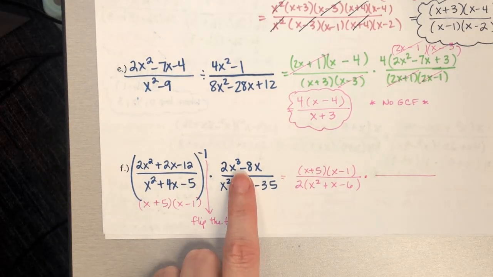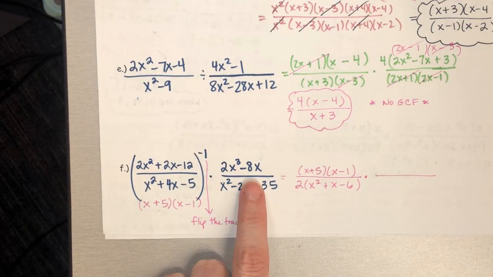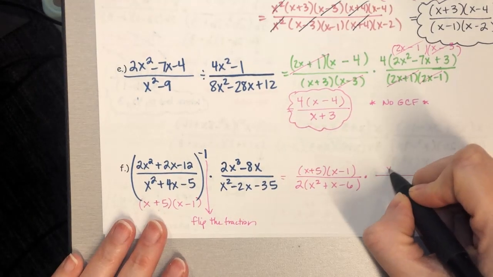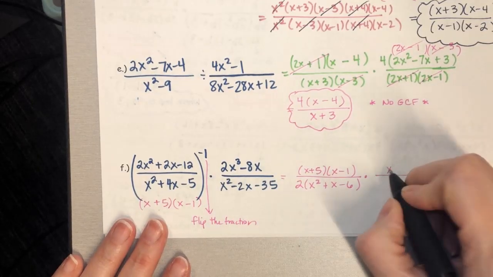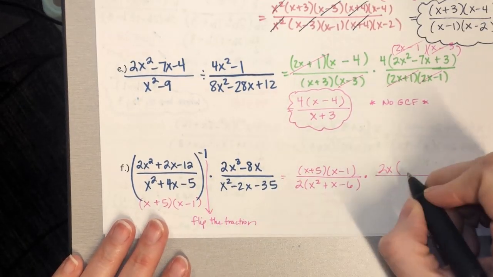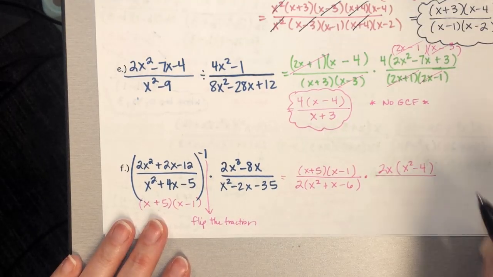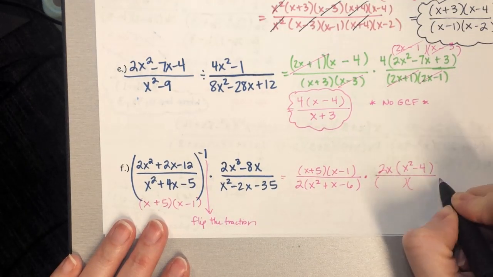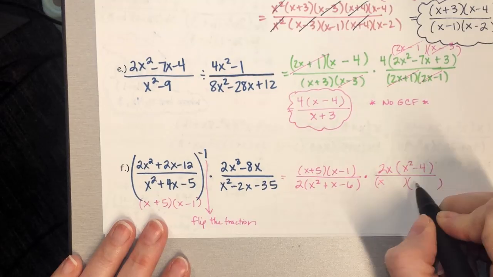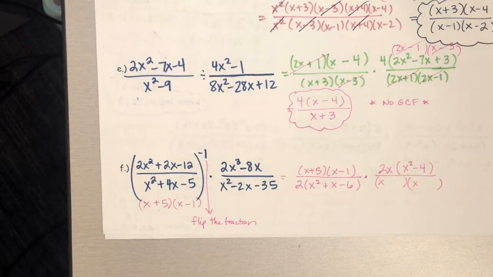Okay, and it looks like you guys did a nice job of finding the GCF. What's your GCF for 2x cubed minus 8x? X and 2? Great. Okay, so they both have an x and then they both have a 2. So if we take that out, then we get x squared minus 4. Do we recognize that as something? Yep, difference of 2 squares.